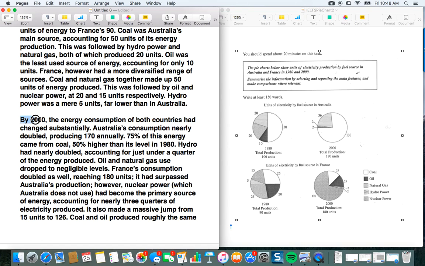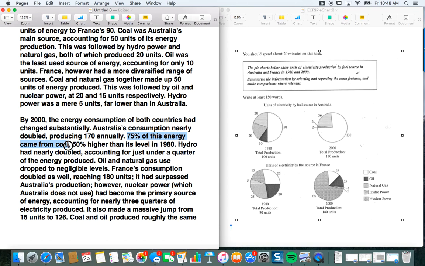All right, remember, by, had, not in, but by. If you have by here, use had here. This demonstrates higher awareness of grammar structures. And remember, past participle, ed on regular verbs. Australia's consumption nearly doubled, producing 170 units annually. All right, so I've got the trend here. Now I'm hurrying up because I only have so much time. 75% of this energy data came from coal.